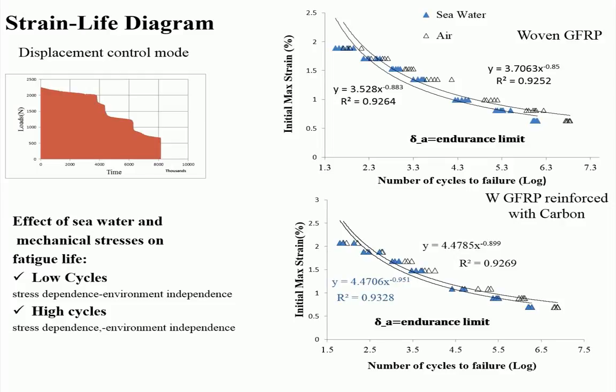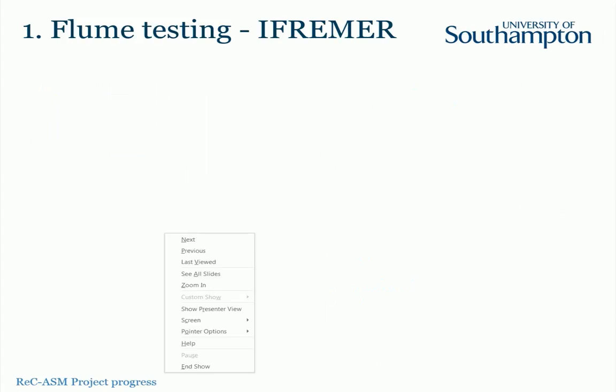And the other work that Newcastle has been doing is to look at the effect of reinforcing with carbon versus no carbon. I can see here, looking at the endurance limits, and they've also tested seawater and air. We can see changes in seawater, a deterioration with seawater, and also with the carbon we get a change, as you would expect, as the matrix is stiffer. So I'd like to hand over to Tom Blackmore now, my colleague from Southampton, who will be talking about the testing that we're doing in the real-life environments.